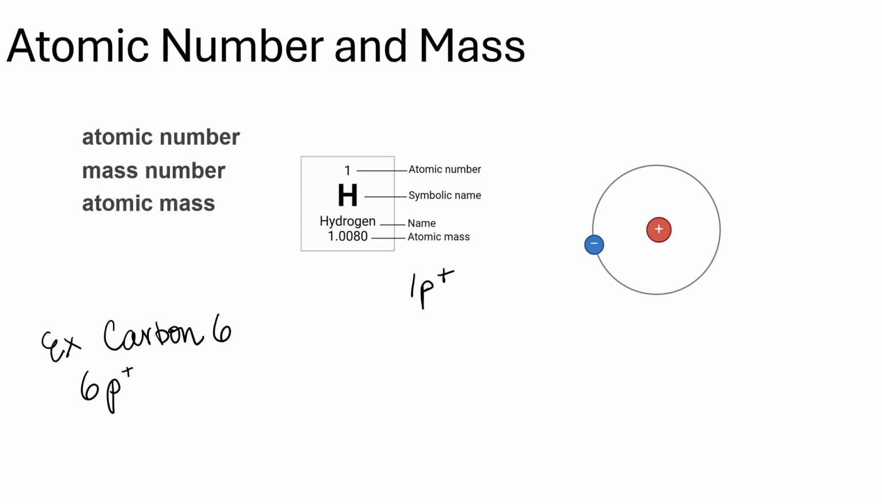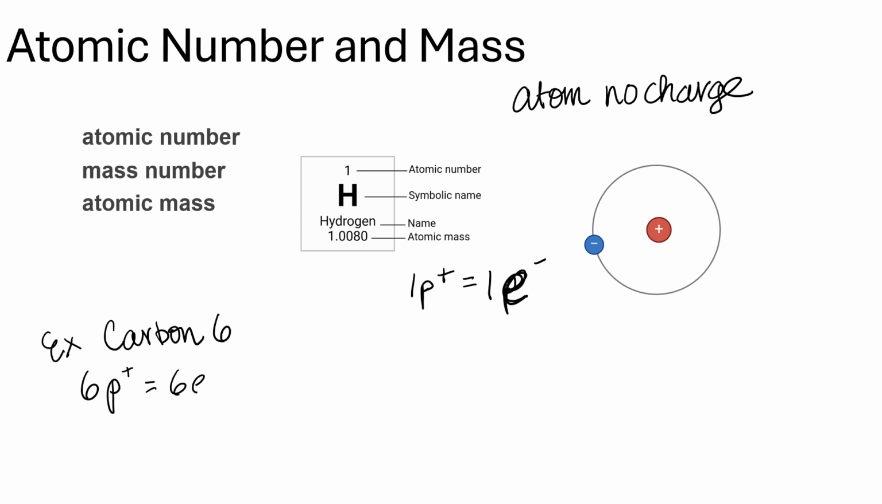Great. Since we're talking about atoms on this slide, it's also appropriate for us to understand that an atom, by definition, has no charge. So if an atom has no charge, this means that the number of protons should be equal to the number of electrons. And that's also true for carbon over here. If carbon has 6 protons, it means that carbon has 6 electrons. Sodium has 11 protons. Sodium has 11 electrons.